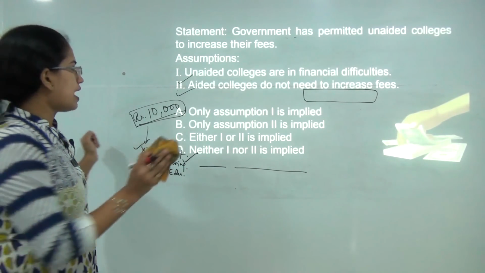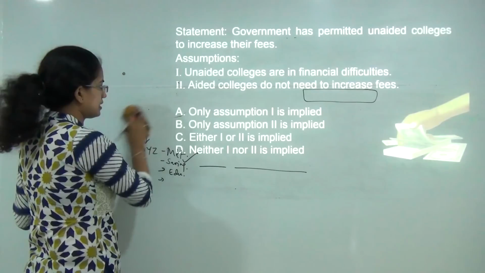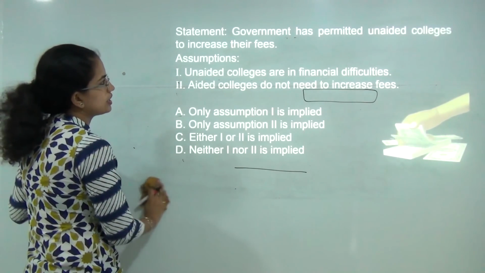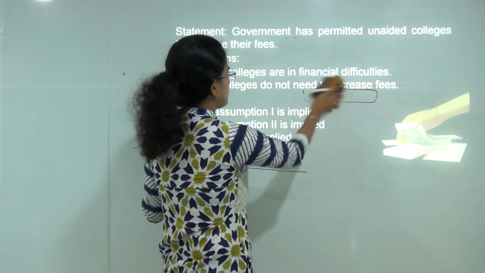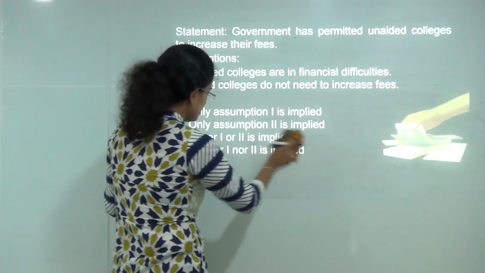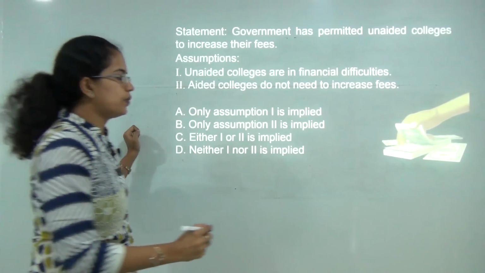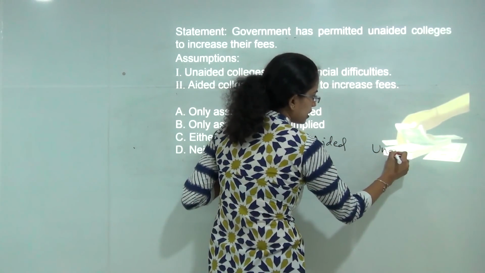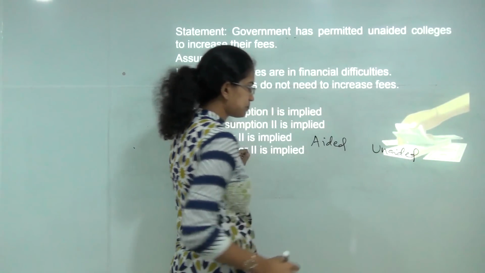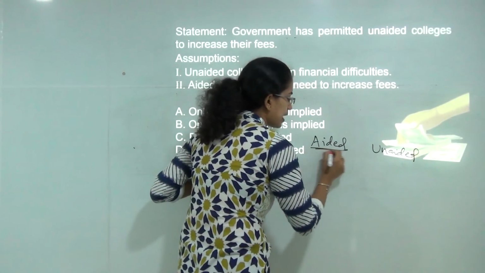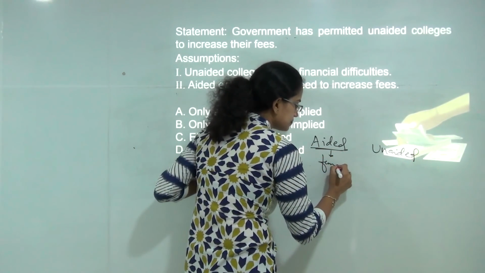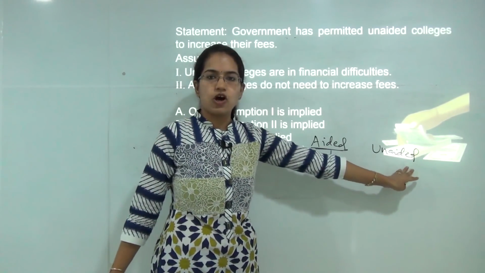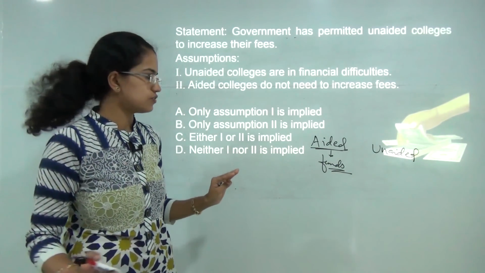Finally, you have a last question that we would be practicing here. So this question says, government has permitted unaided colleges to increase their fees. What does this mean? So if I divide the colleges into two, there is one college that is aided by government and another college that is unaided by government. The college that is aided by government would receive funds from the government. However, the unaided college is not receiving any kind of funds from the government.